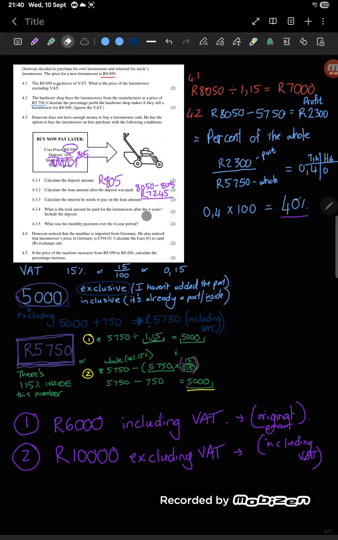If you are in grade 8 or 9, please do these for me and send it to me. Oh, I like this one. If the price of the machine increases from this to this, calculate the percentage increase. Well, I say this minus this divided by the original price times 100, just like we did here. The most important part is including VAT. And then interest on something is part of a whole. Please do this for homework for me if you are in grade 8.